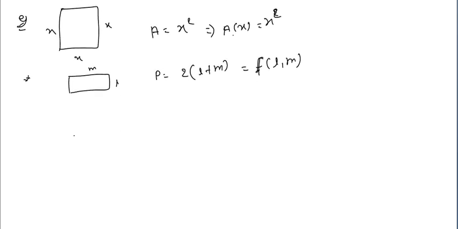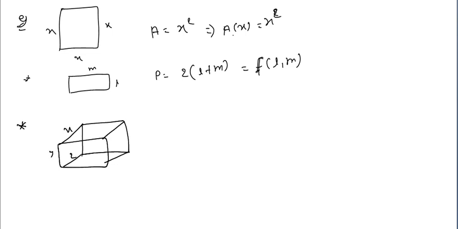Similarly, if you have a volume of a cuboid, suppose you have a cuboid. Suppose this length is x, this length is y, and this length is z. Then what is the volume? Volume of cuboid is x y z. That is, here is volume as a function of x, y, z. Here there are three variables in volume of cuboid. So we can write that volume is a function of three variables. Thus, it is written as V as function of x, y, z is equal to x y z.